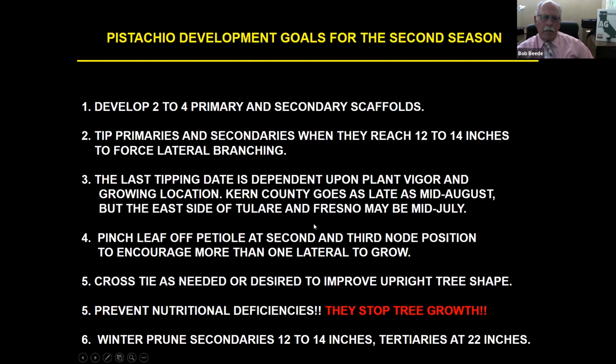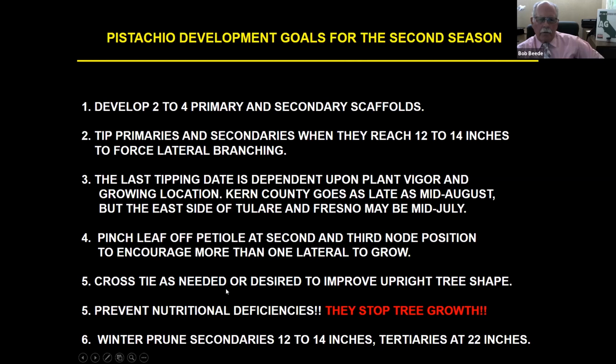The last tipping date for these primaries and secondaries, which I'm going to show you, is dependent upon plant vigor and growing location. Kern County goes as late as mid-August, but in most of the areas that I have visited and helped growers, we need to be done with tipping no later than mid-July. There's also a process of pinching the leaf off the petiole at the second and third node positions, which I'll show you, which supposedly encourages more lateral growth. That hasn't been tested. It'd be a fun project.